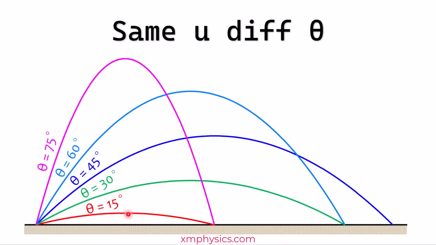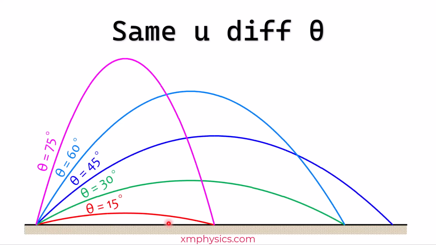Let's talk about the vertical motion first. So they all have the same launch speed. That's why as you raise the launch angle, you increase the initial vertical velocity. And that's why they all reach a higher and higher maximum height. This part is very straightforward.